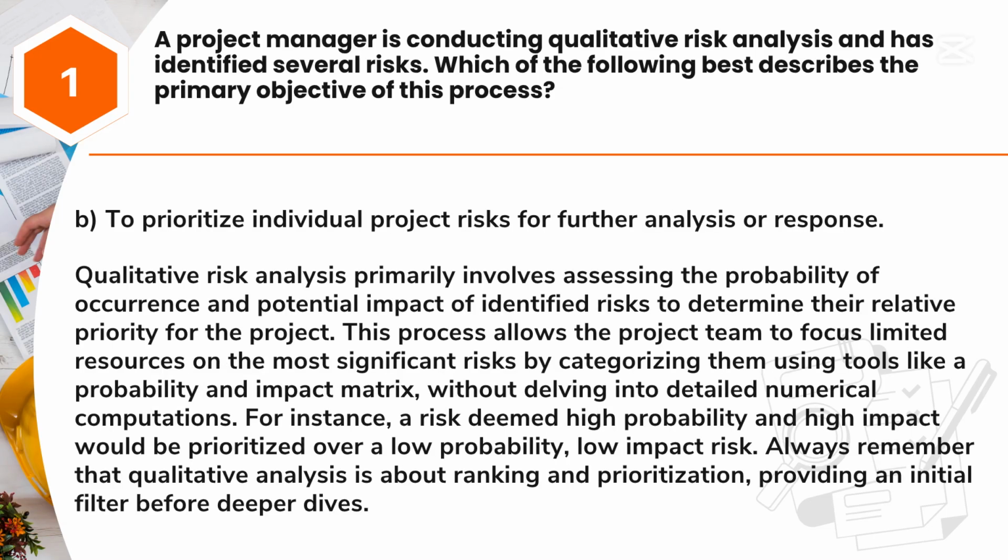Answer: B. To prioritize individual project risks for further analysis or response. Qualitative risk analysis primarily involves assessing the probability of occurrence and potential impact of identified risks to determine their relative priority for the project. This process allows the project team to focus limited resources on the most significant risks by categorizing them using tools like a probability and impact matrix, without delving into detailed numerical computations.